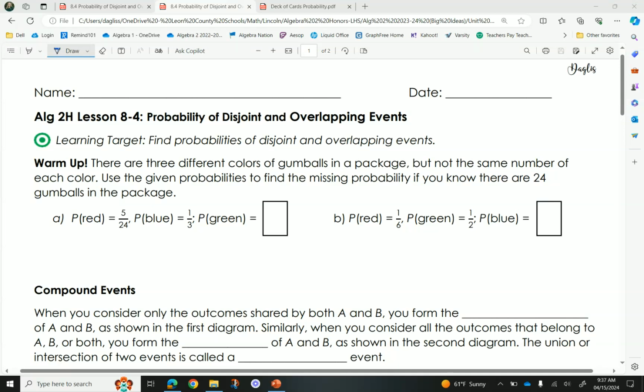Alright, your warm-up today. There are 3 different colors of gumballs in a package, but not the same number of each color. Use the given probabilities to find the missing probability if you know there are 24 gumballs in the package. Dion, what do you have for our first one?